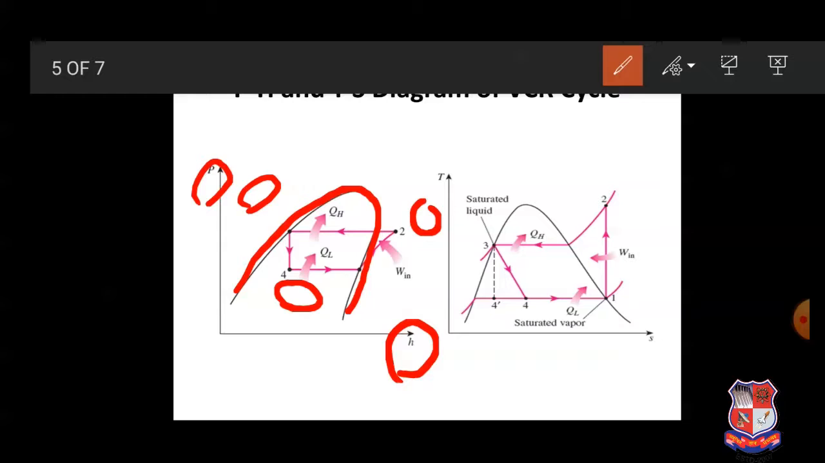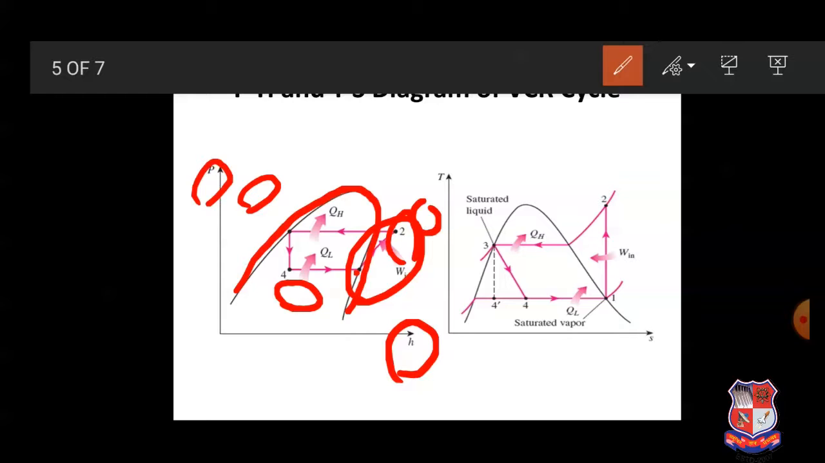Now we are going to discuss the 1 to 2 process. 1 to 2 is an isentropic compression process. During the isentropic compression process, pressure and enthalpy both are increasing. At that time you can see here that the saturated vapor is converted into superheated vapor. That is your 1 to 2 isentropic compression process.